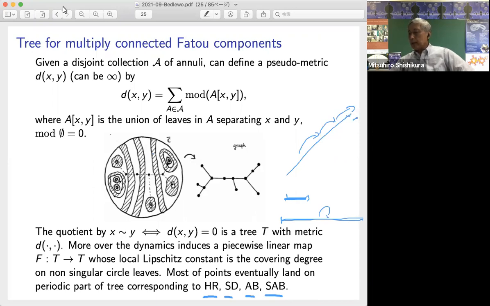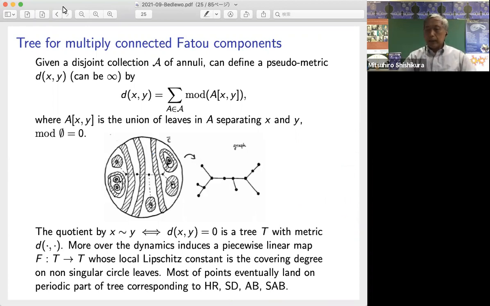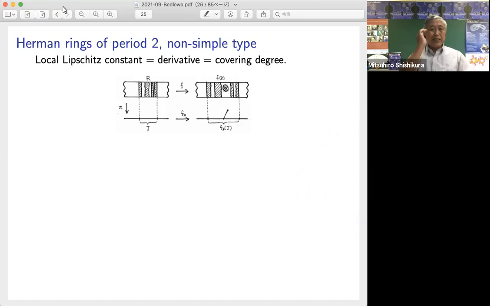And it's a translation if it's not super attracting, or if it's super attracting, again, the fixed point is at infinity. But if the local degree is k, it's like x goes to k times x, and it's a kind of escaping toward the infinite point corresponding to the periodic points in the center. Okay. So, next slide. What is the local Lipschitz constant?